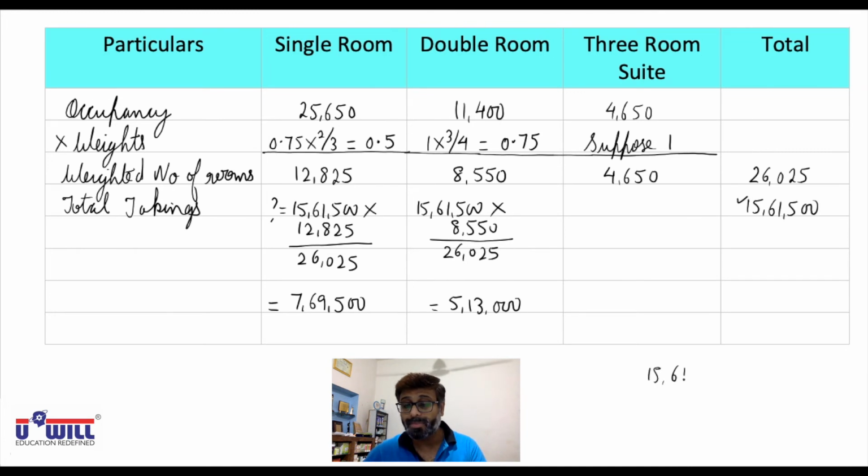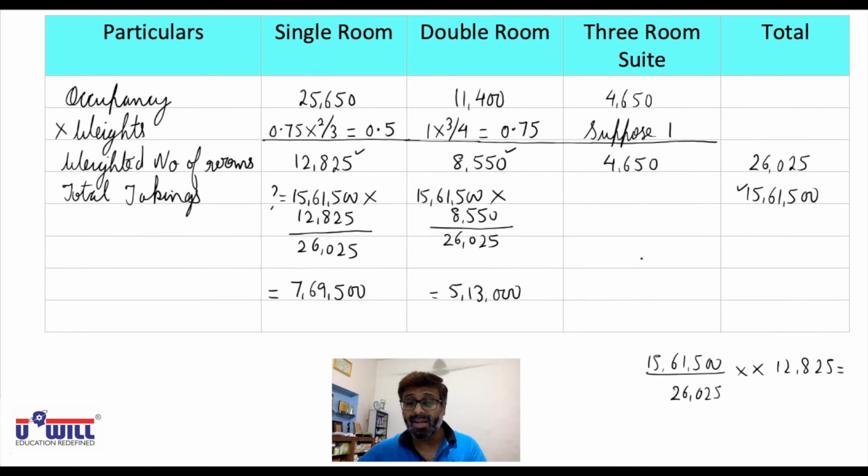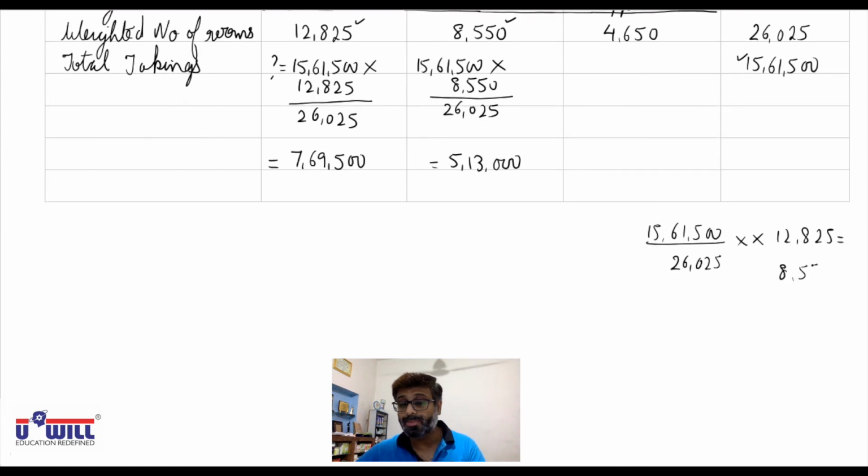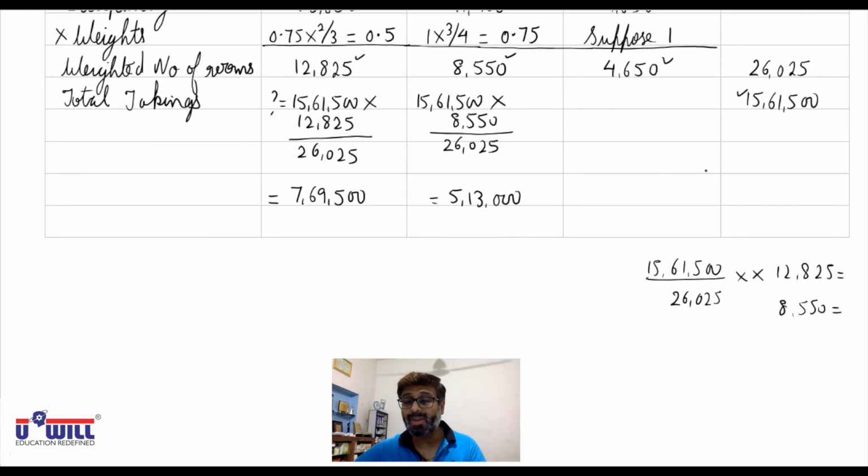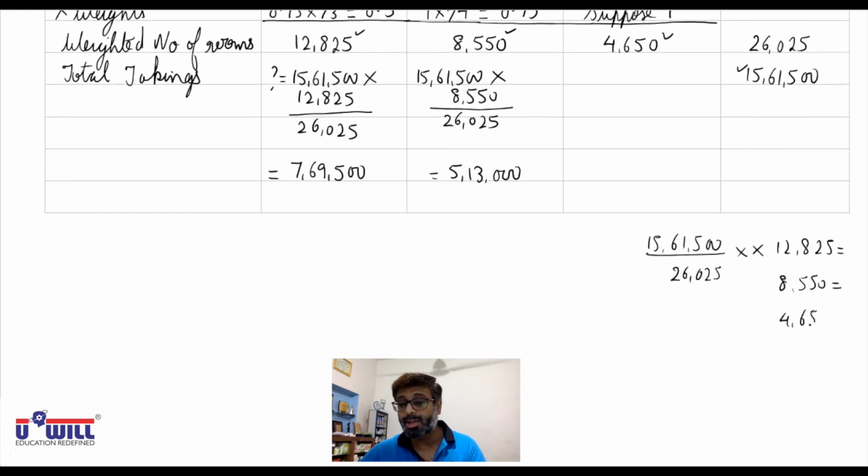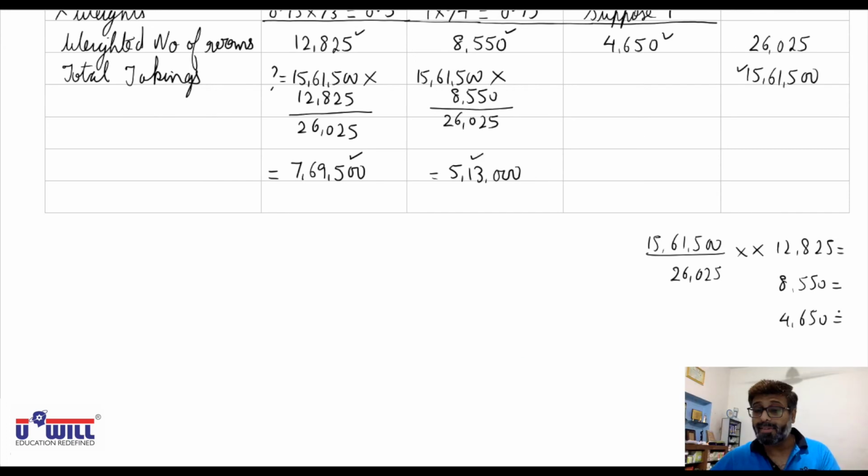Do 15,61,500 in calculator, divide by 26025 and then press into 2 times in your calculator. Directly 12825 equal to, 8550 equal to and 4650 equal to. You'll get your respective answers. Here when you press equal to, you'll get 7,69,500. Here you'll get 5,13,000. Here you'll get 2,79,000.